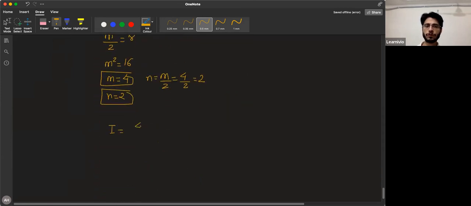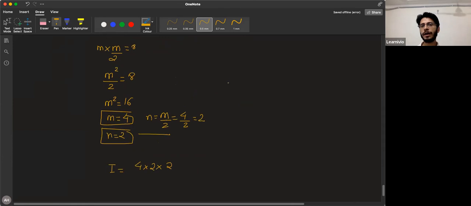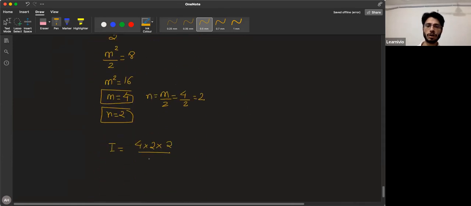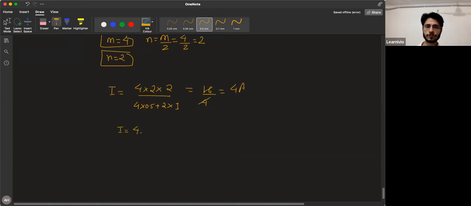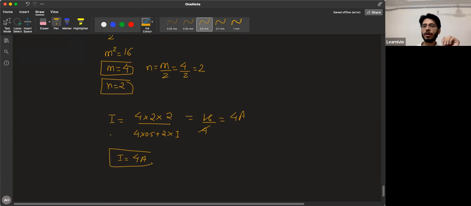So current is M, which is 4, N, which is 2, E, which is 2, divided by M into capital R plus N into small r. M is 4, capital R is 0.5, N is 2, small r is 1. See, 4 into 0.5 is 2, and 2 is 4. So current is 4. So this is how we use those statements. Whether the current in the circuit is maximum or minimum, you will decide using the relation between the capital R and the small r.